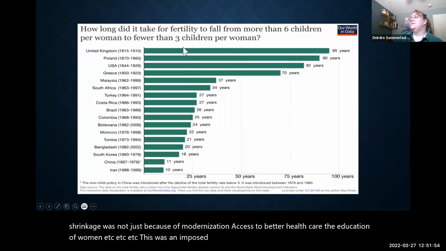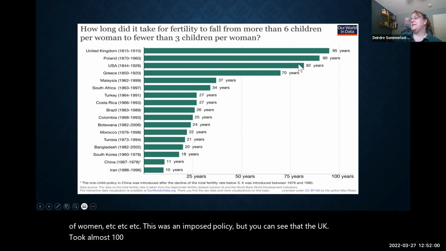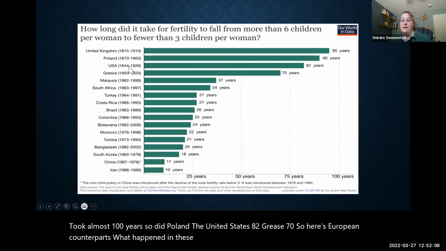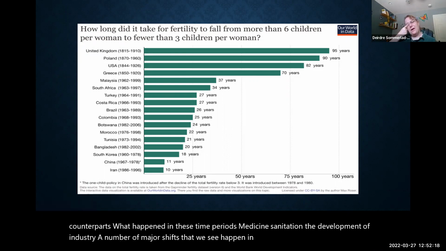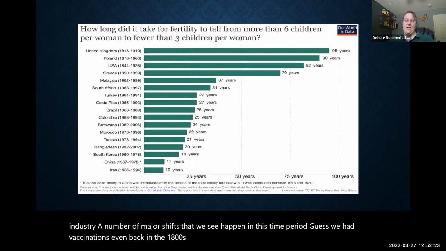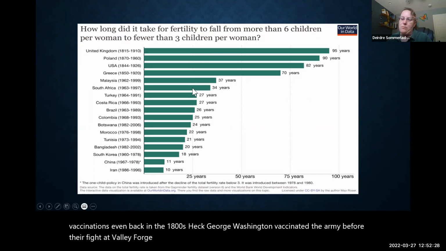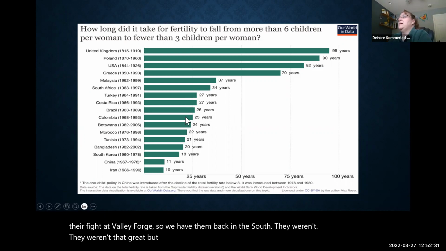But you can see that the UK took almost 100 years. So did Poland, the United States, 82, Greece, 70. So here are European counterparts. What happened in these time periods? Medicine, sanitation, the development of industry, a number of major shifts that we see happen in this time period. Yes, we had vaccinations even back in the 1800s. Heck, George Washington vaccinated the army before their fight at Valley Forge. So we have them back in the 70s. They weren't that great, but they were at least inoculated.